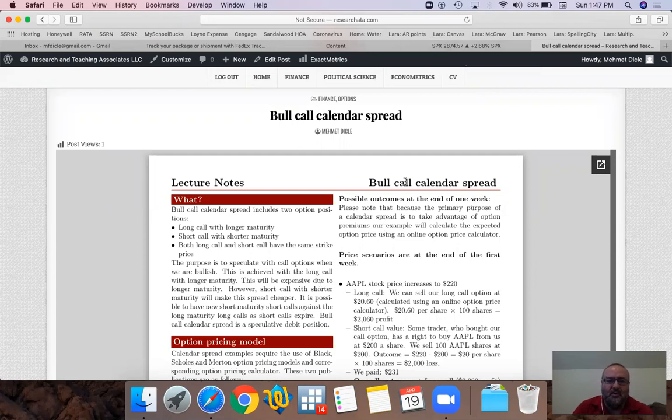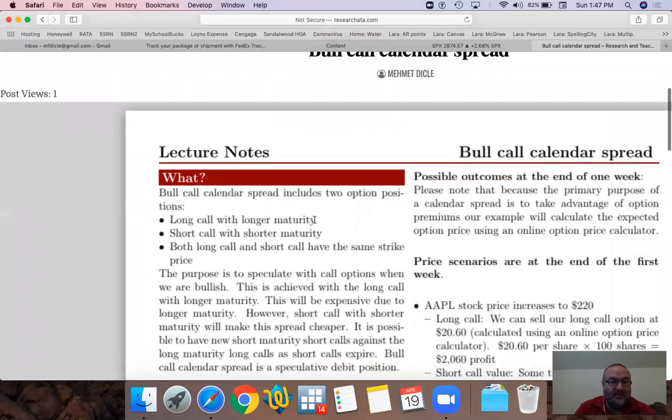So with a bull call calendar spread, you have a long call with a longer maturity and a short call with a shorter maturity. This is your typical debit spread where you are actually paying to construct this strategy. You're buying a long call with a longer maturity, and this is expensive. So the idea is that by writing a call against this long position, you're trying to make the spread cheaper.